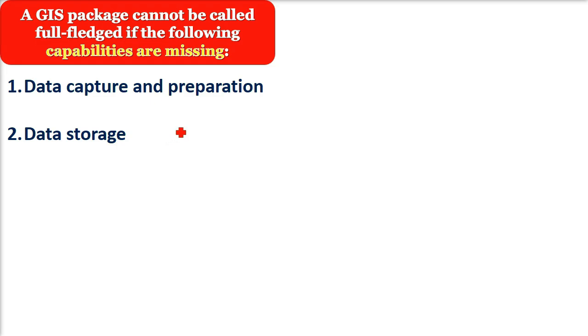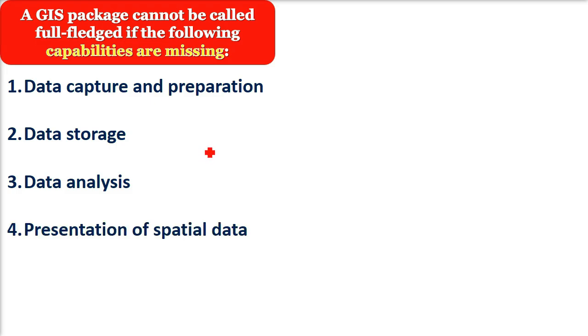A GIS package cannot be called full-fledged if the following capabilities are missing. To answer this question, you have to know the full-fledged capabilities of a GIS package. We are talking about what is missing. The first option is data capture and preparation. The second option is data storage. Can it be called a GIS package if it lacks data analysis, or if the presentation of spatial data is missing? Now I think you are quite aware of all this if you are in the GIS field.